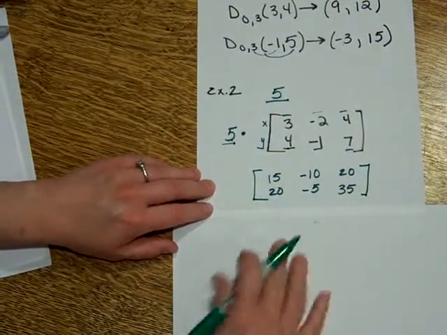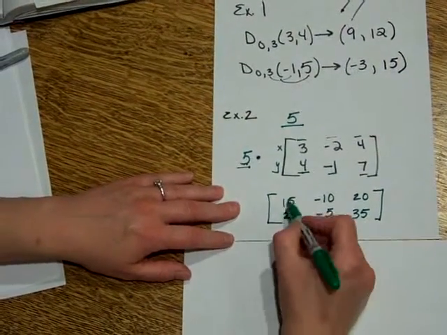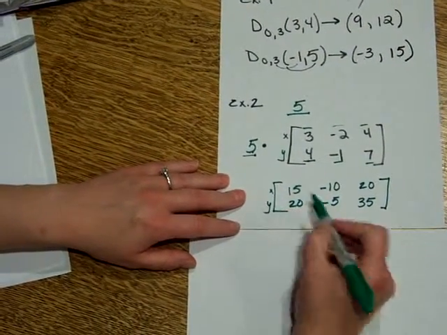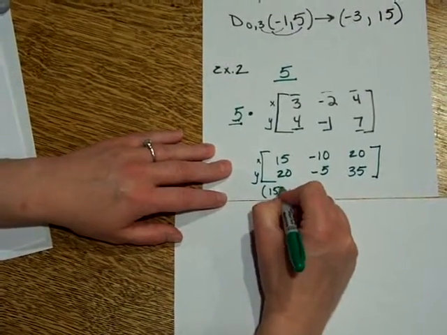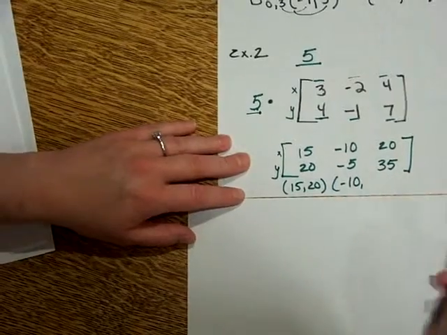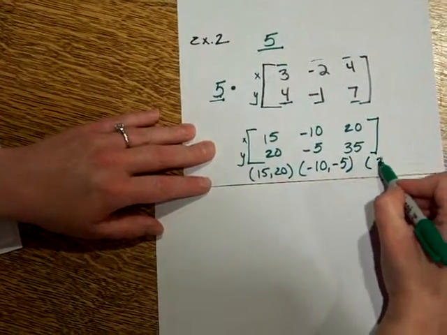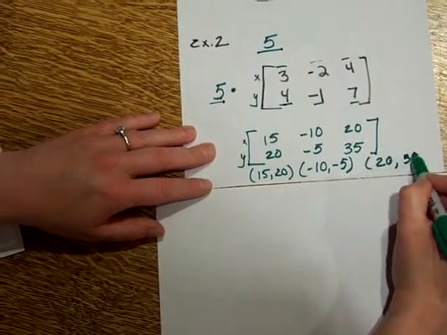These are my new points. Remember, this is X and Y. So my new point is 15, 20, -10, -5. And my third point is 20, 35.